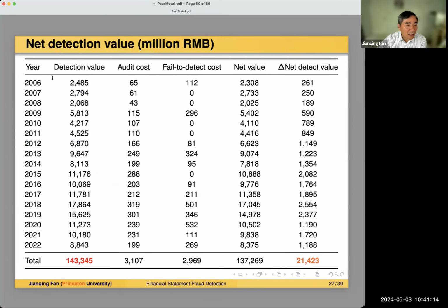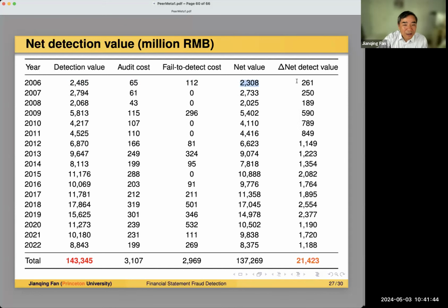Let's look at the first year. The detective value is a little bit over 2 billion, and auditing cost is 65 million. Then we also have a missed discovery of one firm, which costs 112 million. The net value is this one, subtracted by this one, and subtracted by this one. So this gives me this.